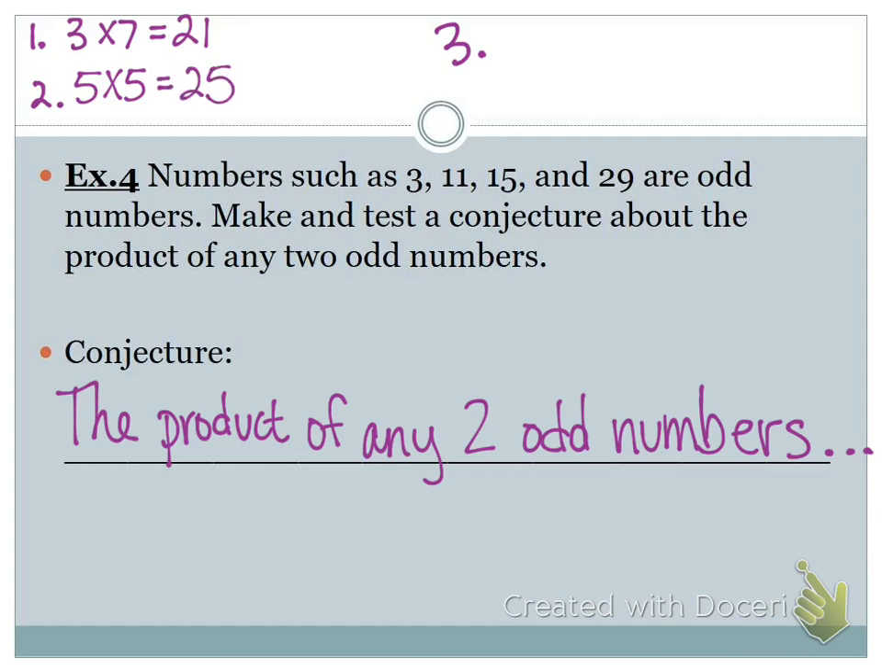We need a third one. 9 times what? 7, sure. 9 times 7 is 63. What do we notice about all of these products? They're all odd. So the product of any two odd numbers is odd. That's our conjecture. Okay, and we went ahead and gave examples ahead of time. We could test it further, but anytime you pick two odd numbers and multiply them together, you will get an odd number.